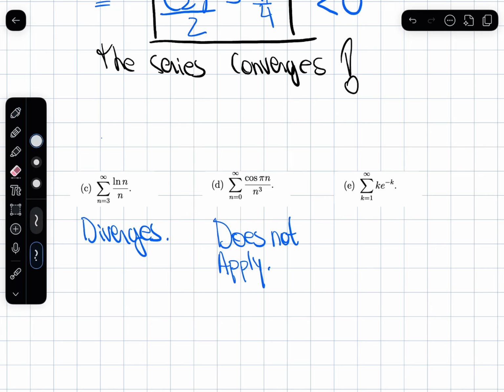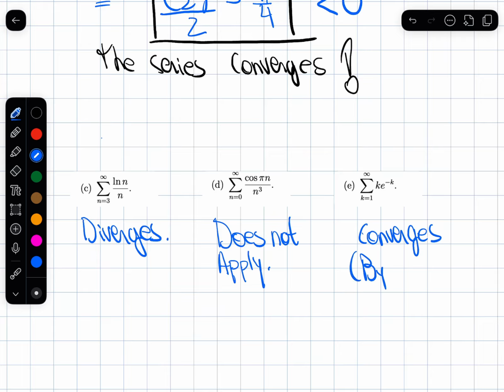And on this last one actually, I think it converges. I think you can use an integration by parts. But again, you have to check all 3 conditions. That it's positive, decreasing, and continuous. Okay? So go ahead and try those yourself. I'm going to stop this video right here.